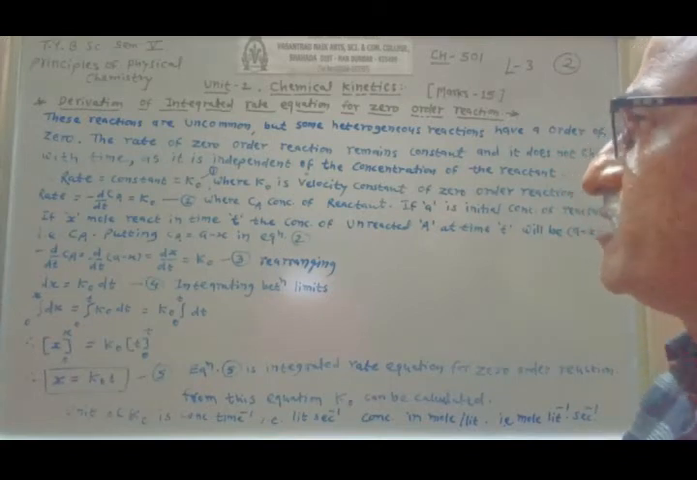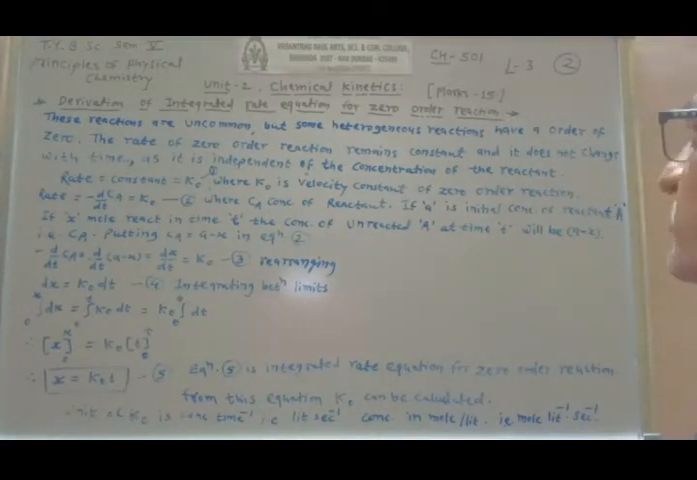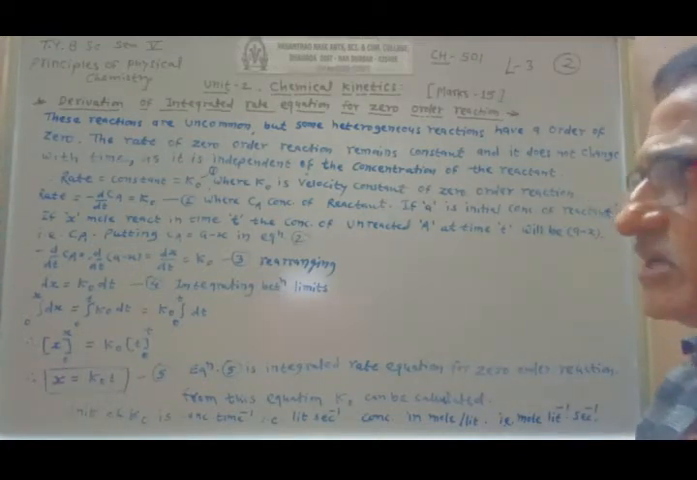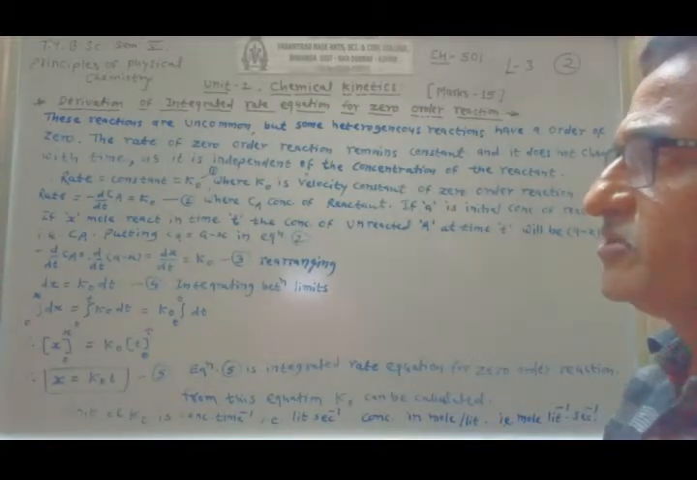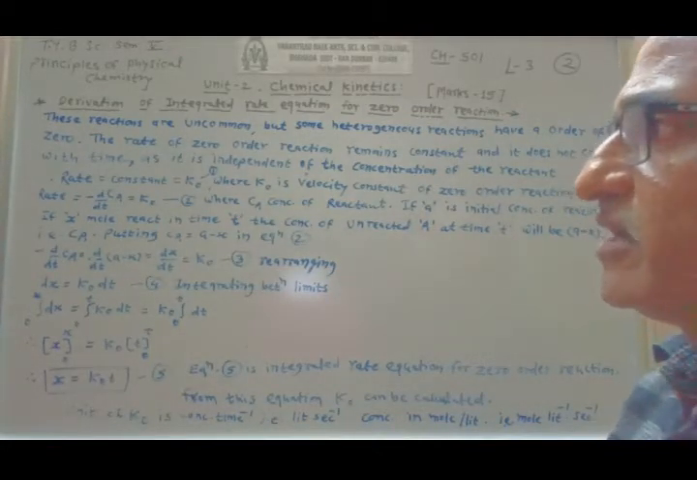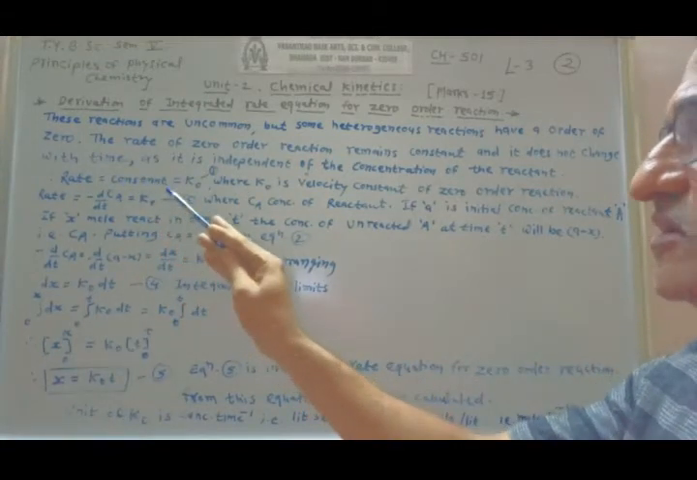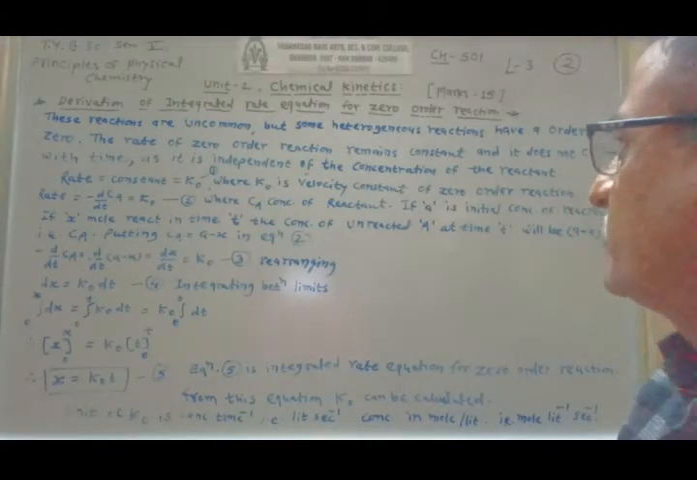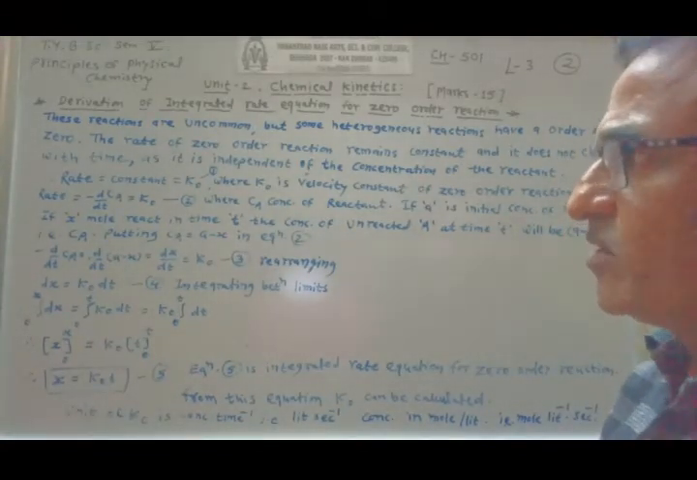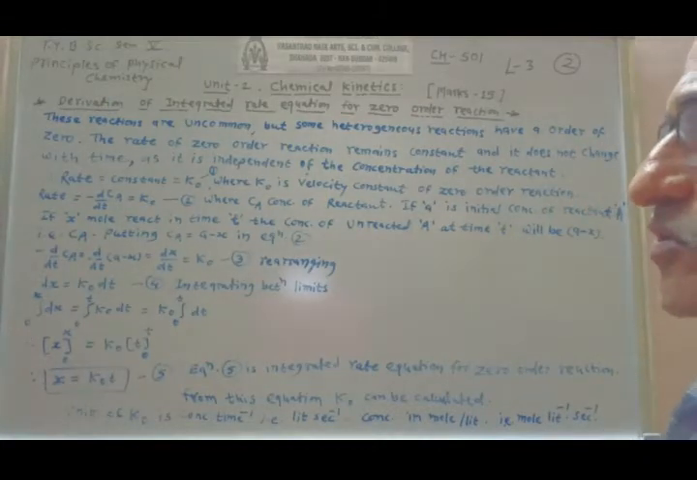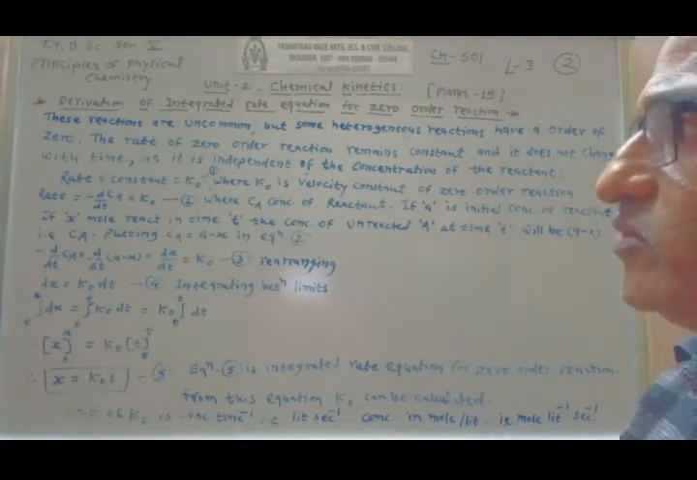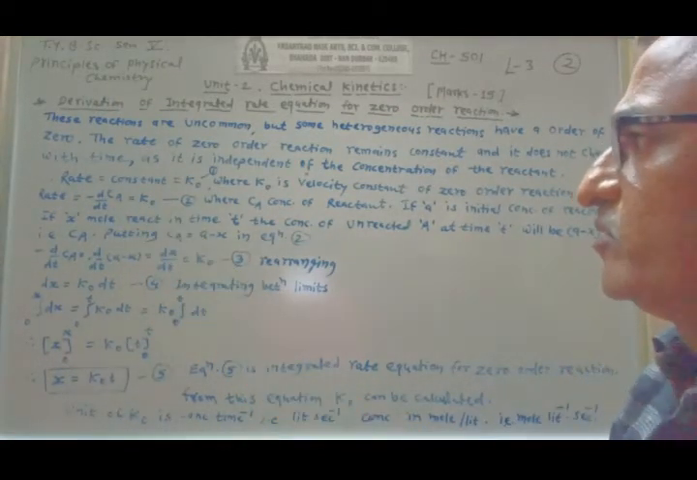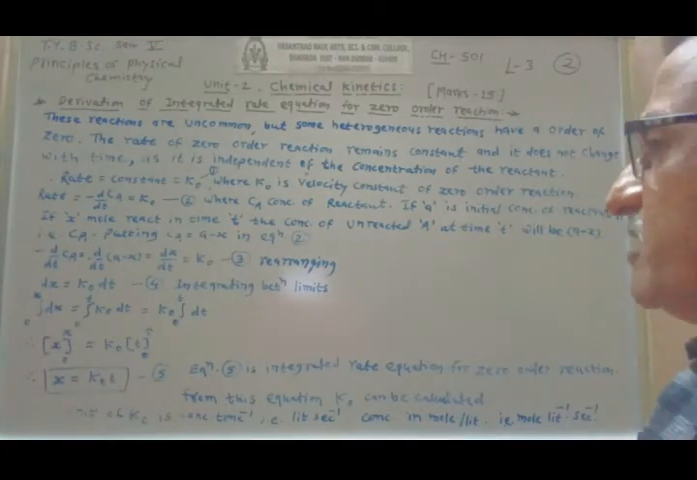The rate of a zero order reaction remains constant and does not change with time, as it is independent of the concentration of the reactant. So this is called a zero order reaction. Here we can write rate is equal to a constant, K0, where K0 is the velocity constant for the zero order reaction. Now rate is minus d[A]/dt, equal to K0, where Ca is the concentration of the reactant.